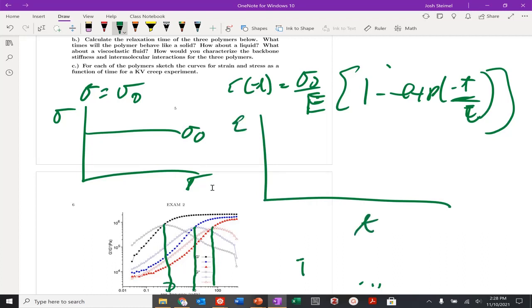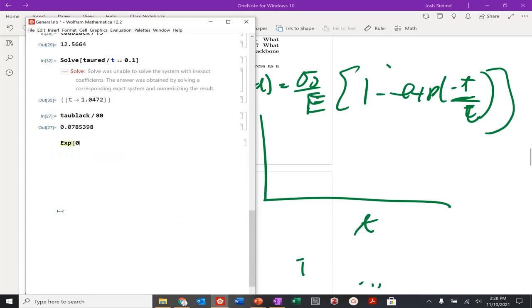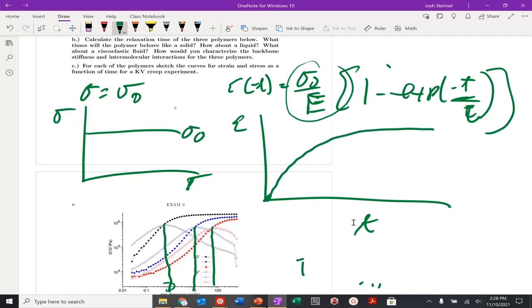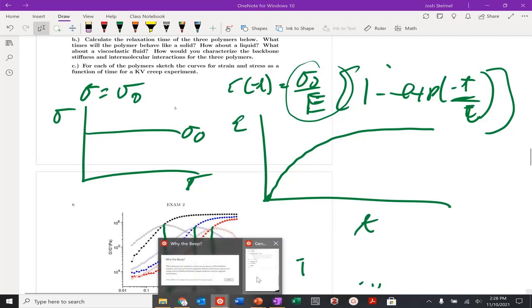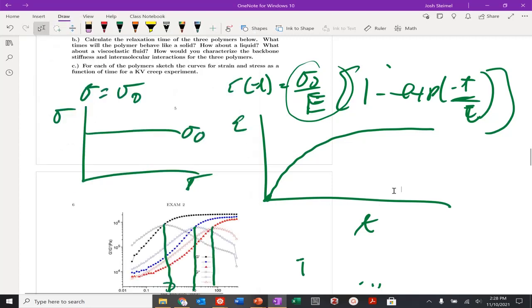So what happens at my experimental time T equals 0? Exponential of 0. Let's remind ourselves: exponential of 0 is 1, and 1 minus 1 is 0. So we start here, and then we'll asymptotically increase to a certain value here, which is basically this value, because if I look at exponential of minus infinity, it will eventually be 0. So this asymptotic value will be sigma naught over E.